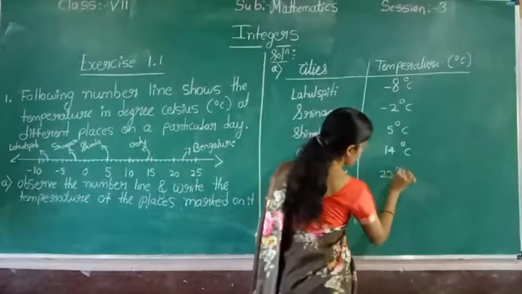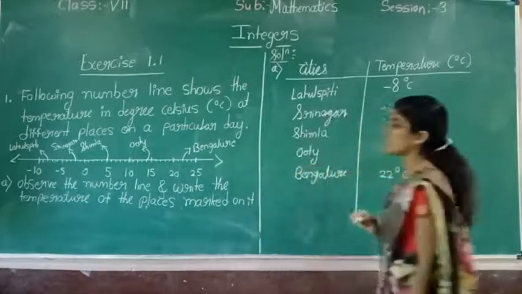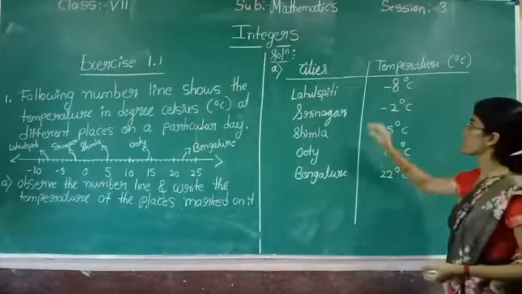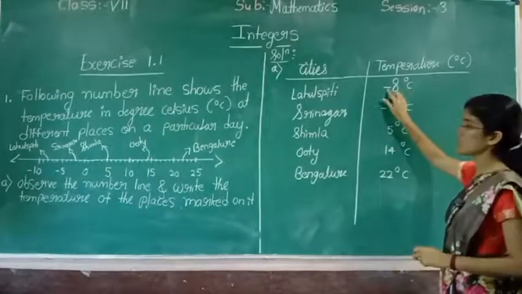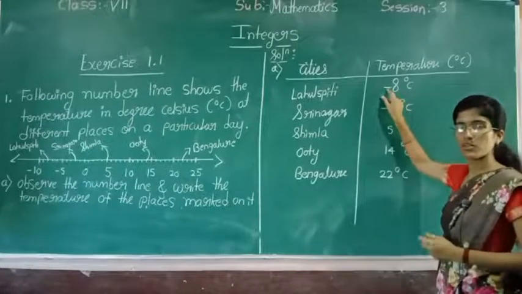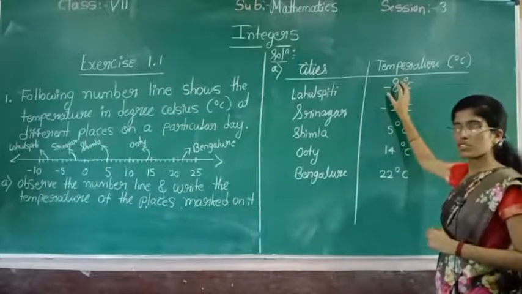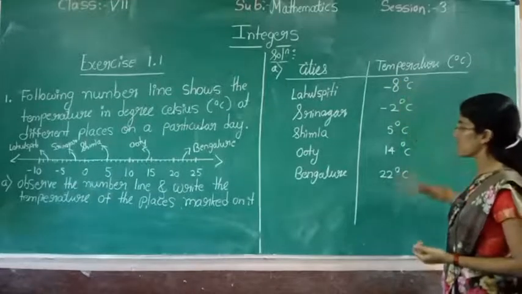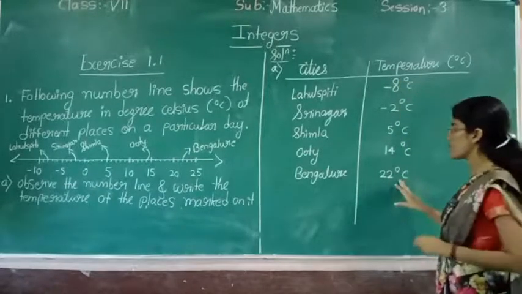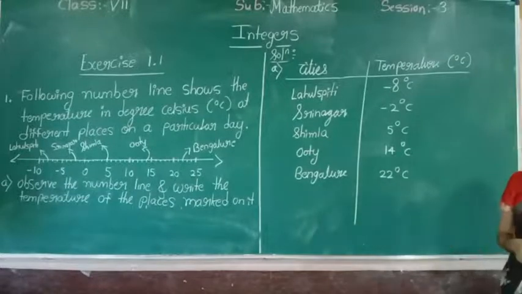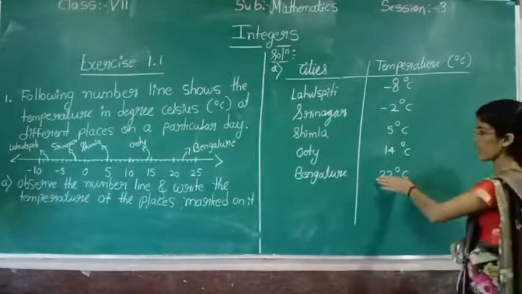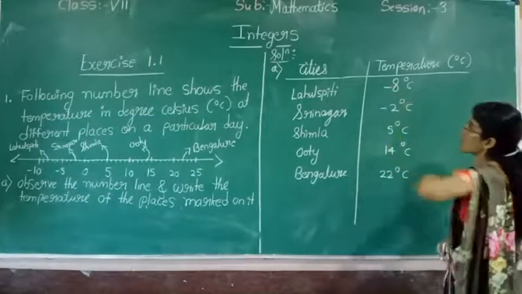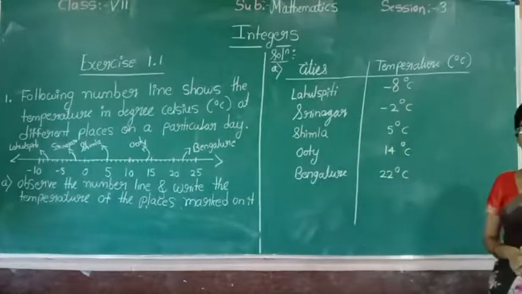Now observe, students. The lowest temperature is in Lahul Spiti because there is a negative integer. We know that a negative integer shows a lesser value. The highest temperature is in Bengaluru, that is 22 degrees Celsius, and the lowest is in Lahul Spiti, which is -8 degrees Celsius.